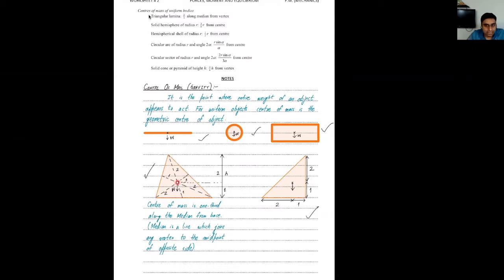I have seen fewer questions, or almost no question, where you had to draw a median and find the center of mass that way. This is something that I've seen more often in questions, a lot of right angle triangle kinds of situations.